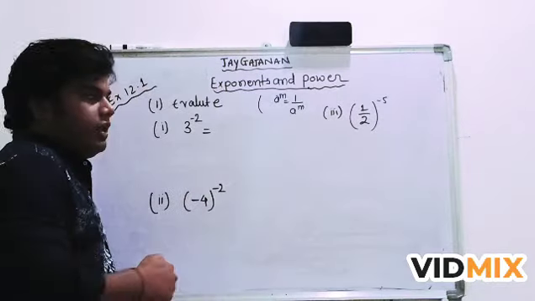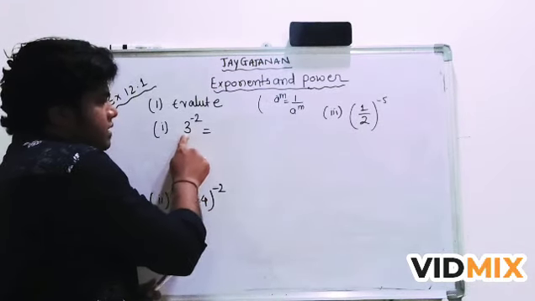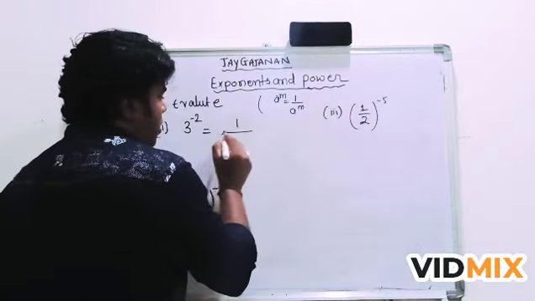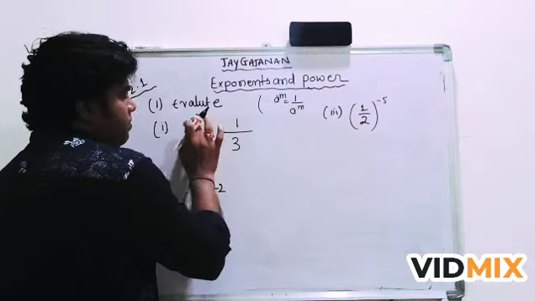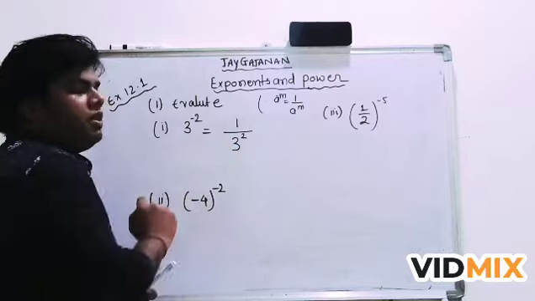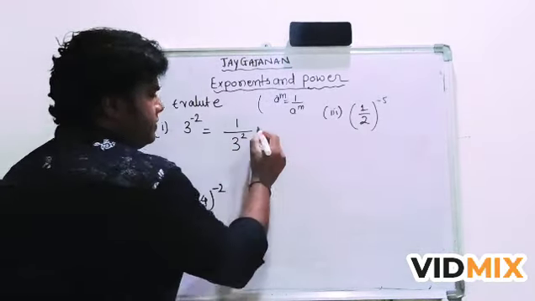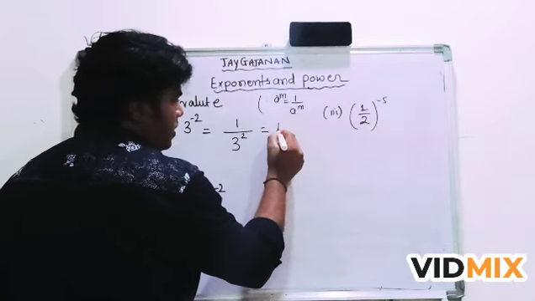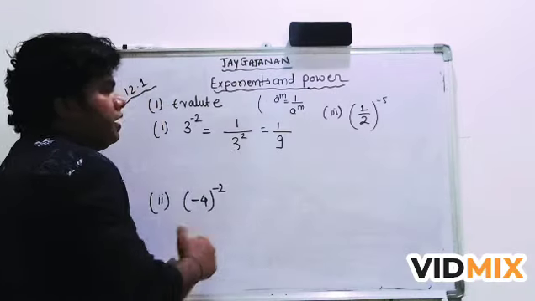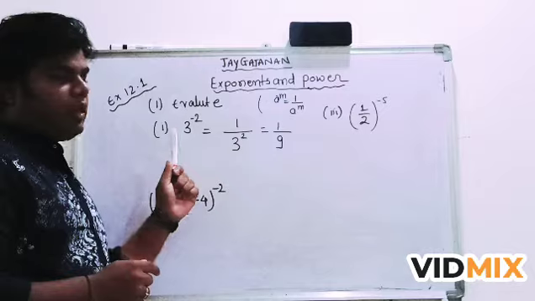That is how it will become. If it is a to the power minus m, we consider this as a to the power minus m. Correct? So this will become 1 upon a to the power m. The negative power becomes positive. Now we have done this. You will get 1 upon 3 square. What is 3 square? 3 square is 9. So your answer will be 1 upon 9 for 3 to the power minus 2.